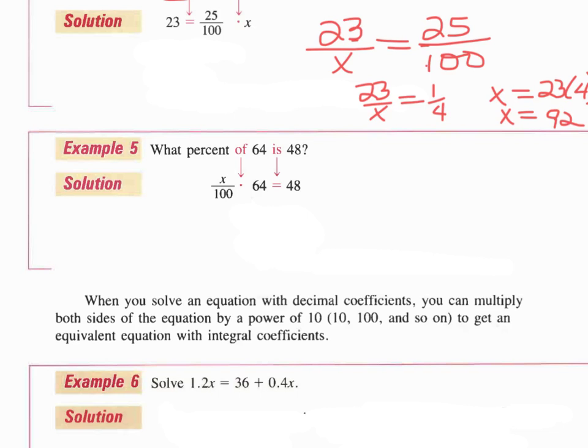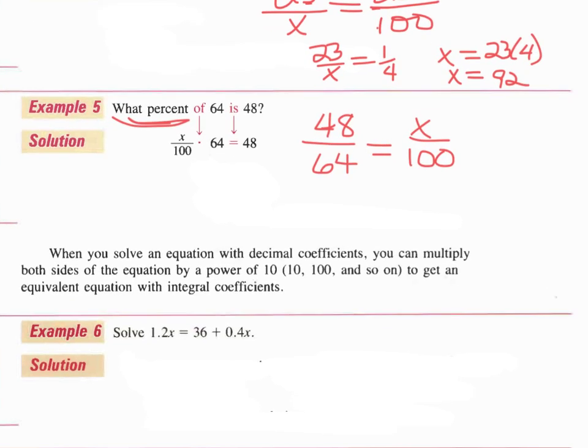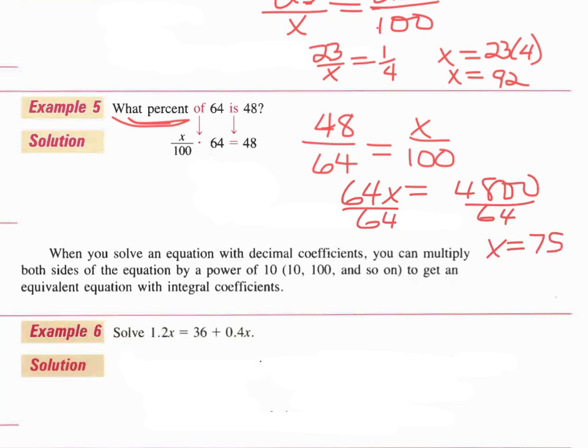Again, what percent of 64? So that's my denominator. Notice I'm looking for what percent. So the number on top of the 100 is my variable, and then the is goes on top. And again, you'll cross products. So 64x is equal to 4,800. Divide by 64. And x is equal to 75.